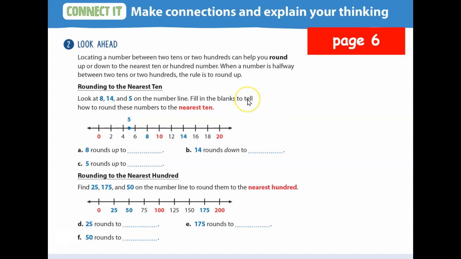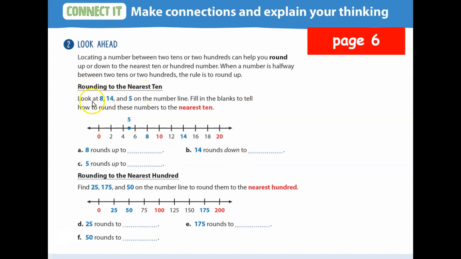So it says look ahead. Locating a number between two tens or 200s can help you round up or down to the nearest 10 or 100 number. When a number is halfway between two tens or 200s, the rule is to round up. So if the number to the right is 5 or greater, we round up, okay? If it's 0, 1, 2, 3, or 4, it stays the same.